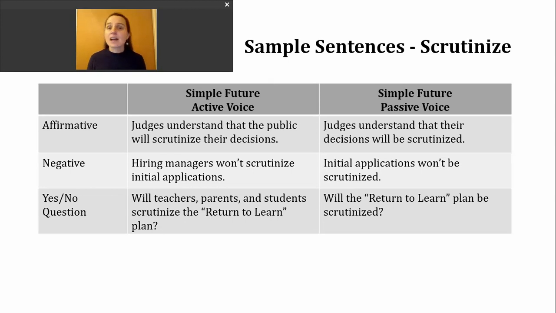If I want to ask a yes or no question in the active voice, I'm going to start with will, then I'll have my subject, and then the base verb. Here's an example. Will teachers, parents, and students scrutinize the return to learn plan?